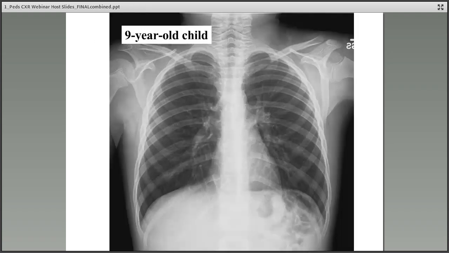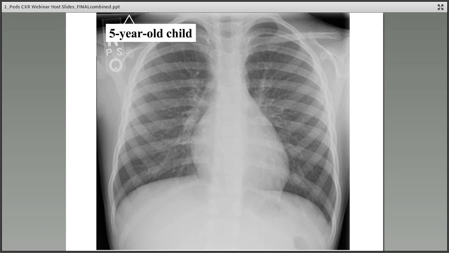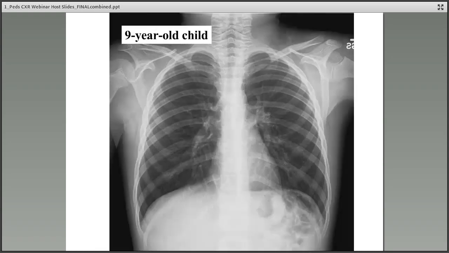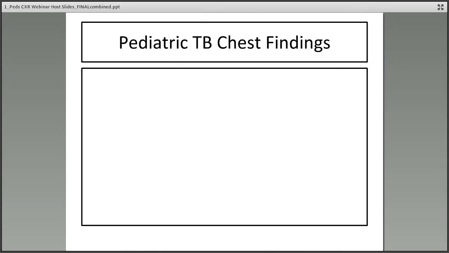And by 5 years of age, you can see that the azygos vein is well defined, and the aortic arch as well as the main pulmonary arteries are clearly seen. Therefore, evaluation of enlarged lymph nodes in the aortopulmonary window can be easily performed. By 9 years of age, the anatomy of the mediastinum and hilar region are very similar to an adult.